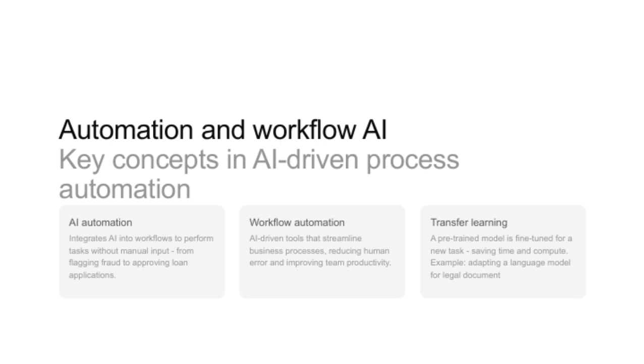Then, there's AI automation itself. This is about integrating AI directly into our workflows to perform tasks automatically, without manual input. For instance, AI can flag potential fraud in transactions or automatically approve loan applications based on predefined criteria. The key idea here is that AI takes over repetitive, rule-based tasks, making our processes faster, more accurate, and more consistent.